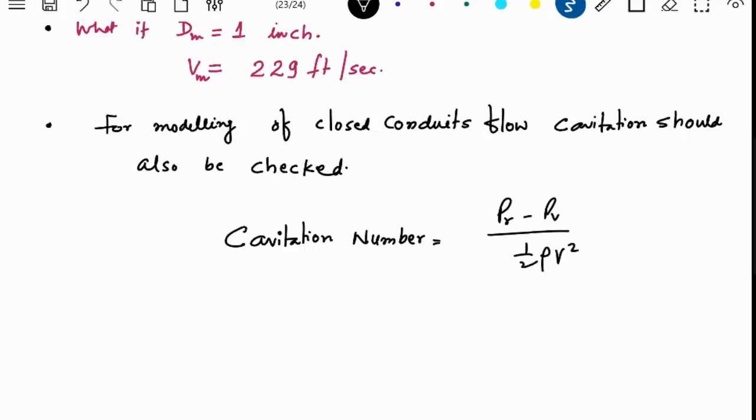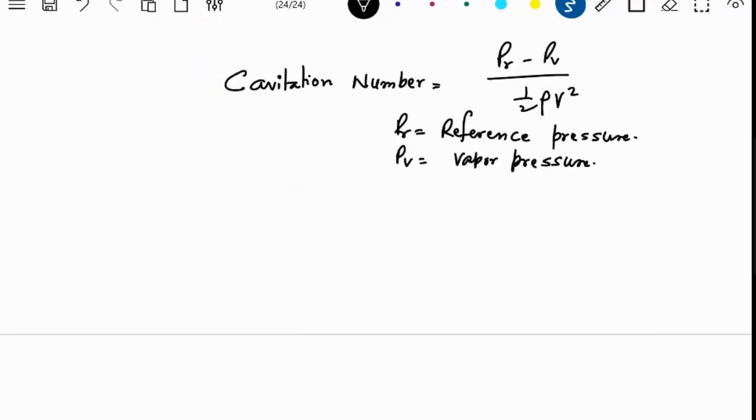where PR is the reference pressure and PV is the vapor pressure. So you have to equate this number also. So this was about the flow inside closed conduits.